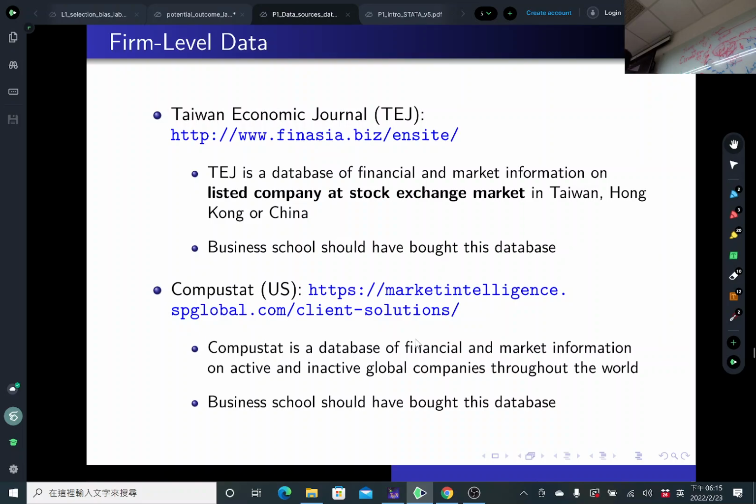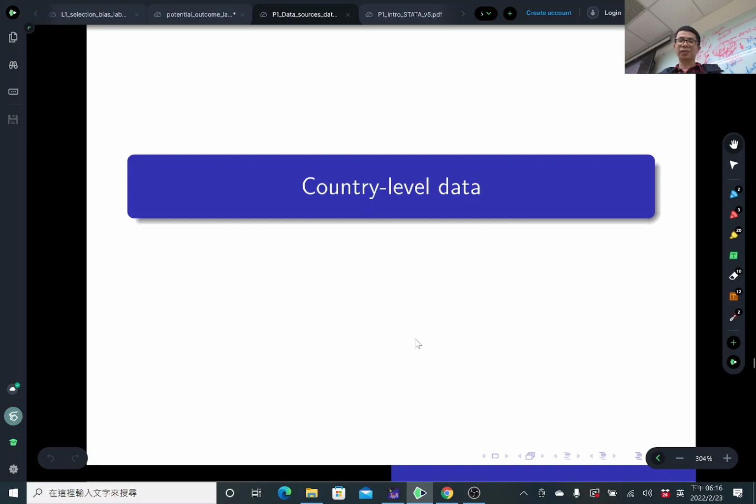It's very similar, but it's just focused on the global companies, also big companies. And I think the business school should hold this database. You may go there to use it, or go to their library. You should be able to use it. Okay. And there are several datasets at the country level.